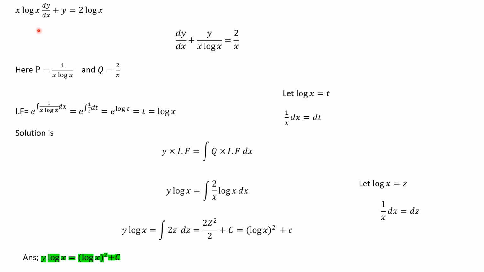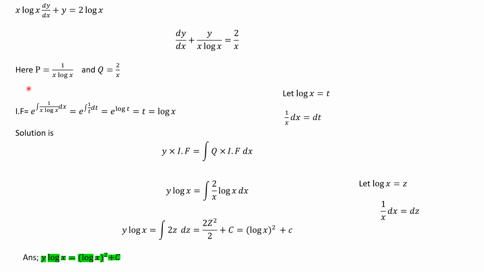The question is x log x dy by dx plus y is equal to 2 log x. So by solving it, we can write it as dy by dx plus y by x log x is equal to 2 by x. And here we can see that the P part will be 1 by x log x and the Q part will be 2 by x.